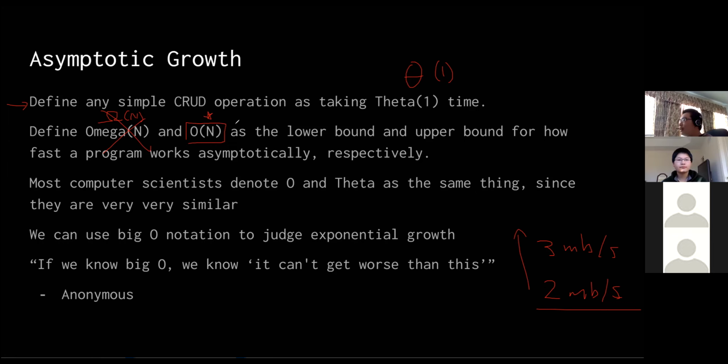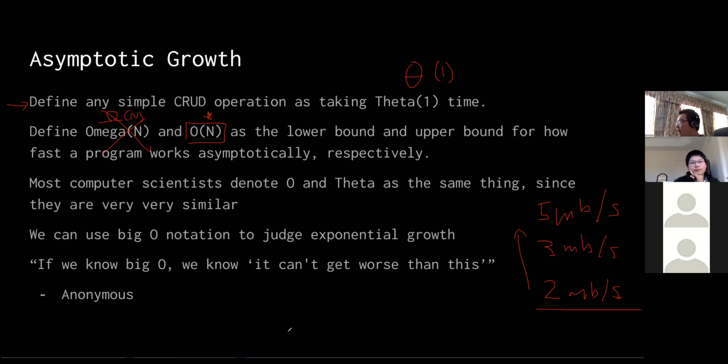And basically, O n is the upper bound. Now let's say the upper bound is 5 megabytes per second. That means that your program cannot run faster than 5 megabytes per second. So if somebody's like, I want 6 megabytes per second, but yours runs at 5, you're going to be like, I can't do that for you, because my big O time is 5 megabytes per second, so I can't run 6 megabytes per second. It's physically impossible.